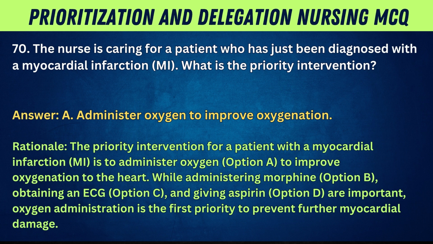Rationale. The priority intervention for a patient with a myocardial infarction, MI, is to administer oxygen, option A, to improve oxygenation to the heart, while administering morphine, option B, obtaining an ECG, option C, and giving aspirin, option D, are important. Oxygen administration is the first priority to prevent further myocardial damage.